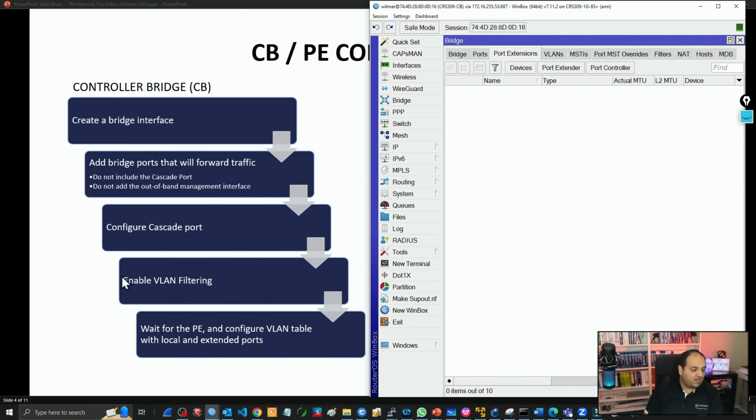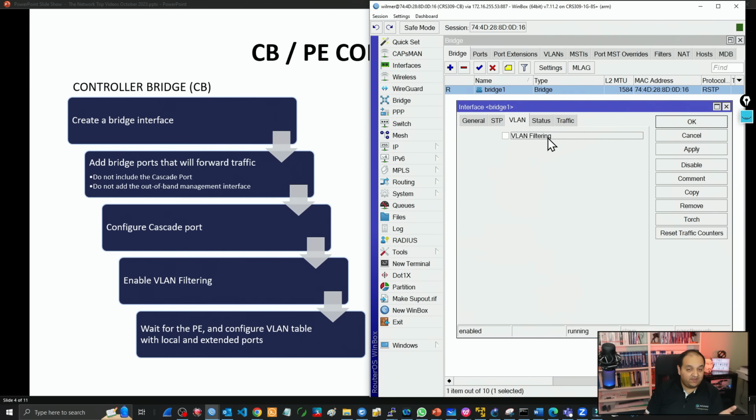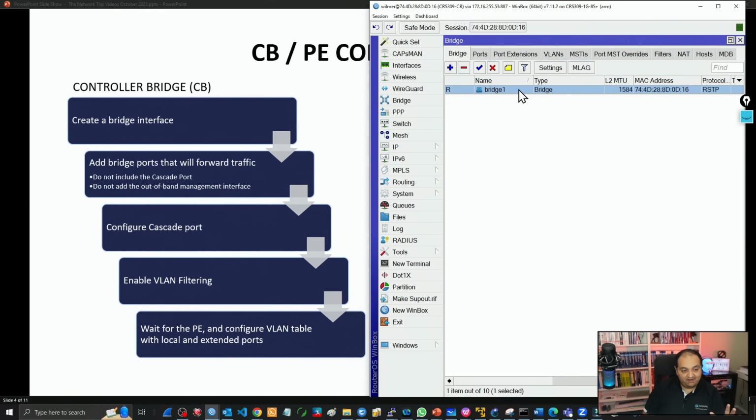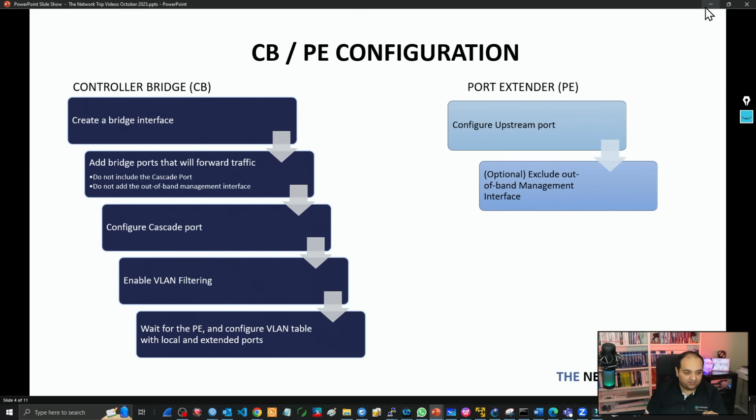So the next one is to enable VLAN filtering. Now we can simply come to the bridge and enable VLAN filtering. So I will click on VLAN filtering. After enabling VLAN filtering, if I go to VLANs, we can see that everything is under the native VLAN. Obviously, we have to configure that VLAN table. But first, we're going to configure the port extender. So I'm going to stop with the controller at this point, and I will jump to the configuration of that port extender.